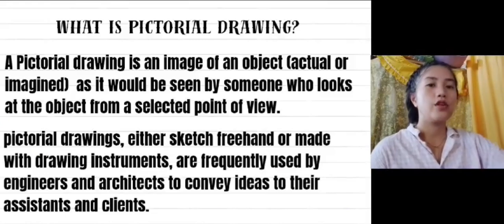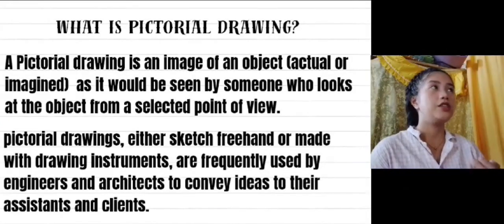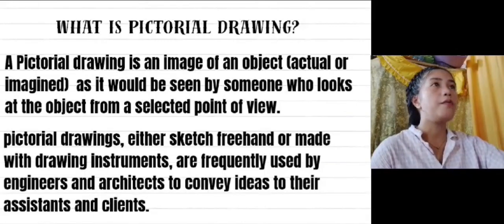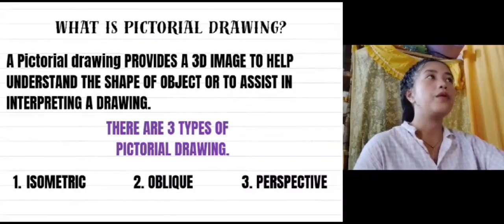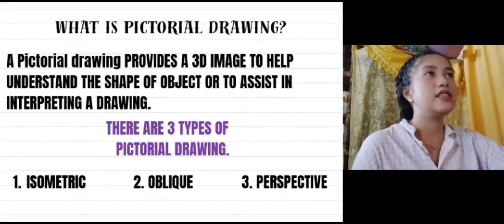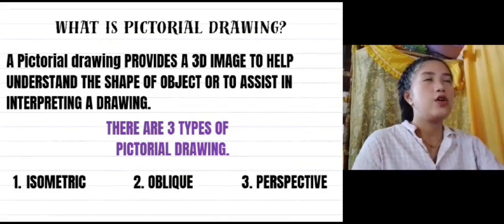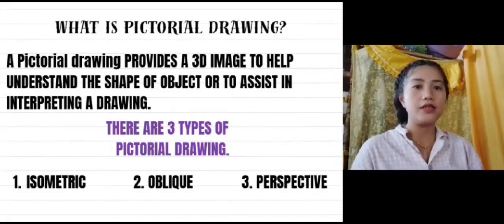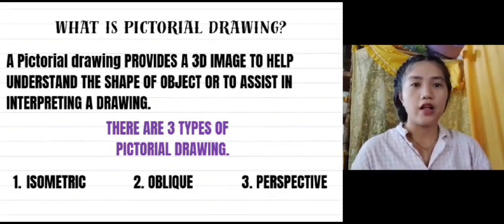So, what is a pictorial drawing? A pictorial drawing is an image of an object as it would be seen by someone who looks at the object from a selected point of view. A pictorial drawing, either sketched freehand or made with drawing instruments, is frequently used by engineers and architects to convey ideas to their assistants and clients. A pictorial drawing provides a 3D image to help understand the shape of an object. So, a pictorial drawing shows what an object looks like from a certain angle.